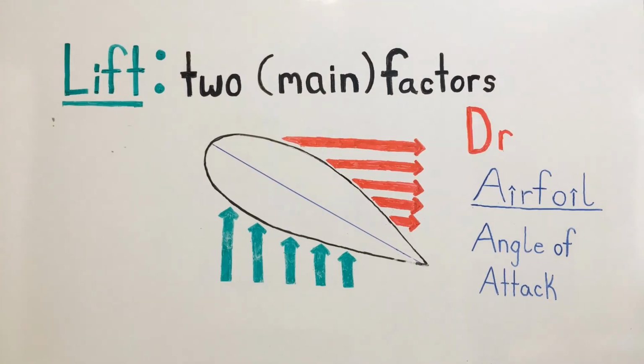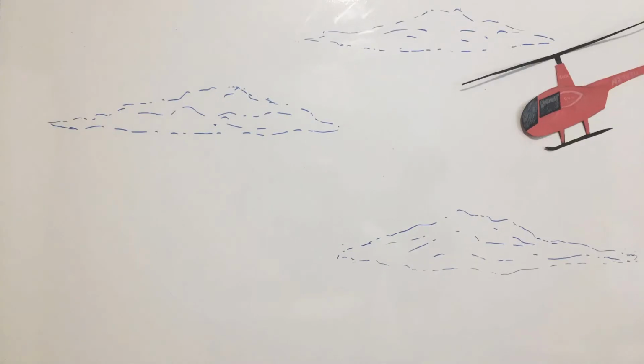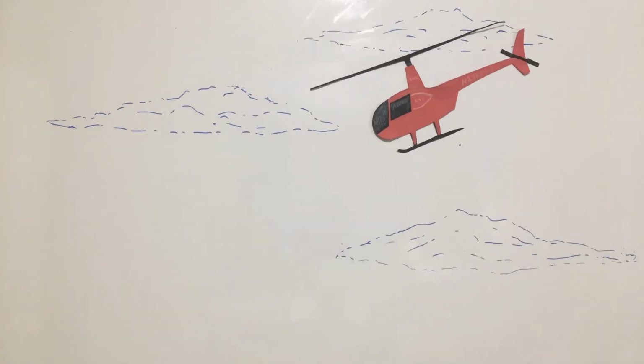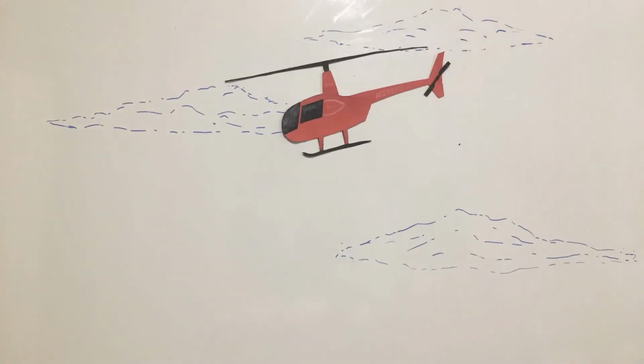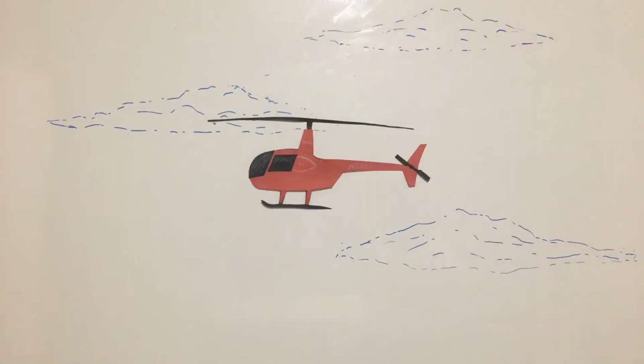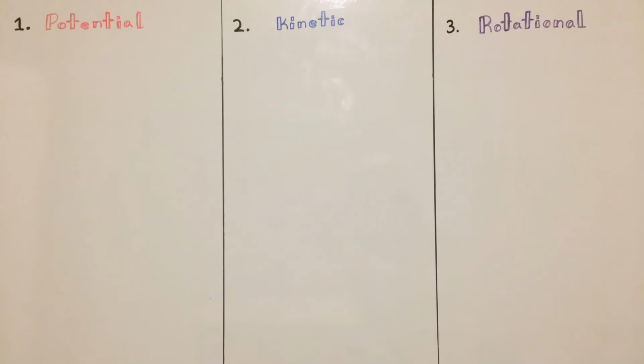Drag is the force that opposes an airfoil's motion through the air. During normal flight in a helicopter, the engine spins the rotors, opposing drag and creating lift. When the engine fails, however, the pilot must keep the rotors spinning. To perform an autorotation, the pilot must skillfully manipulate three types of energy. These are potential, kinetic, and rotational energy.